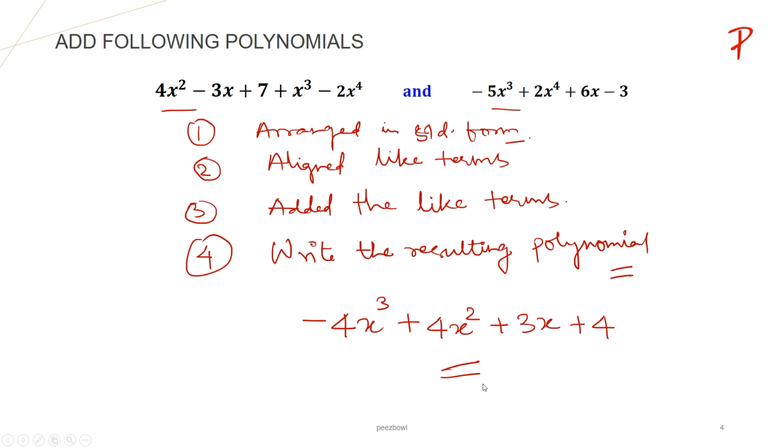Hope you got this concept. In my next video, I will bring more such examples, where we are adding or subtracting or even multiplying two or more than two polynomials, right?